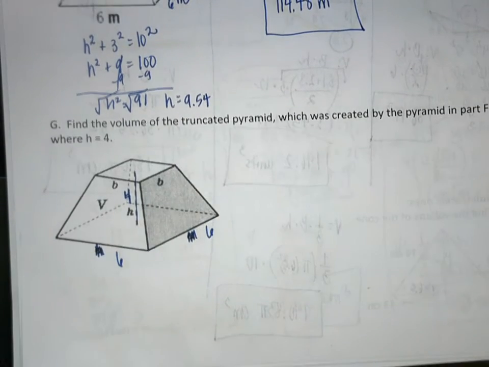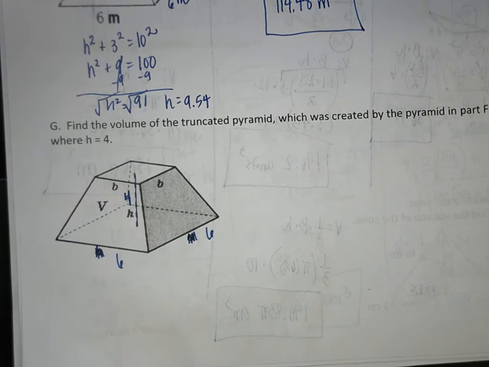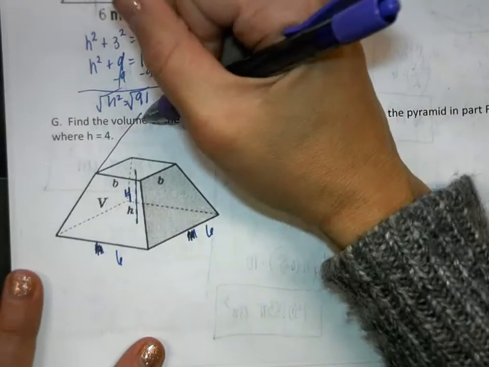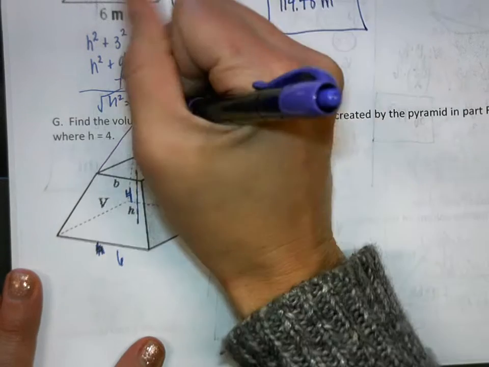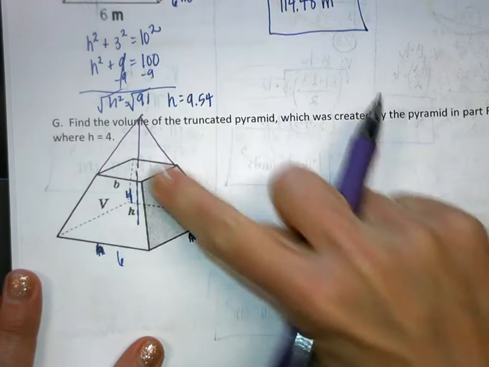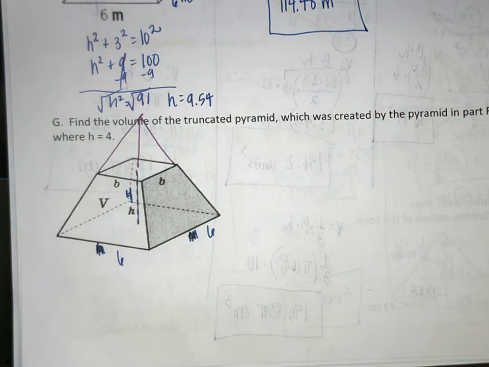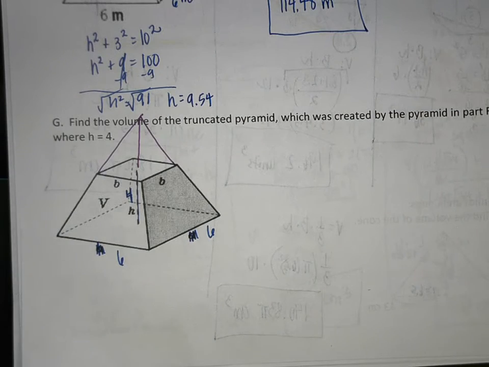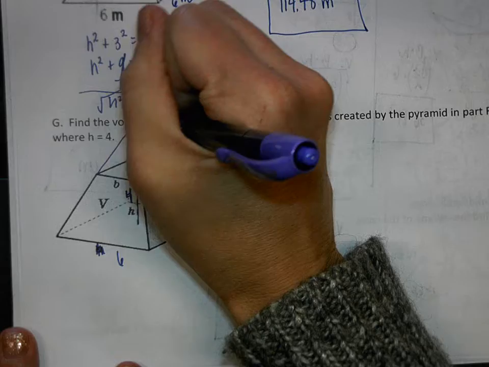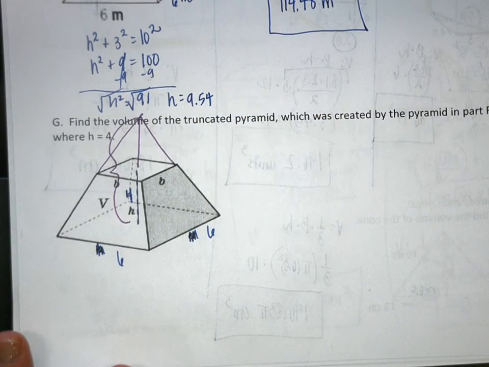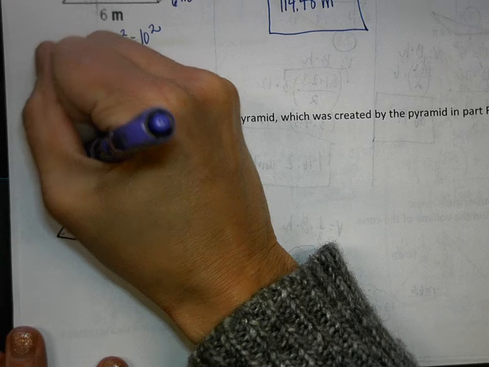Okay, now based on what we did on the previous example, it's always a good idea to redraw the figure with the whole figure there. And we want to figure out what is the volume of the pyramid that was cut off. So if I know the whole height here was what? 9.54. Very good.